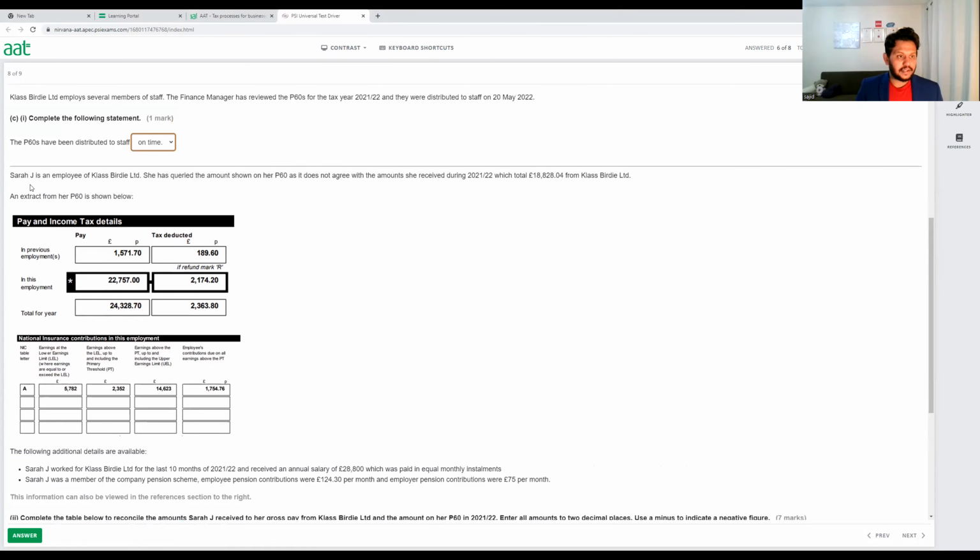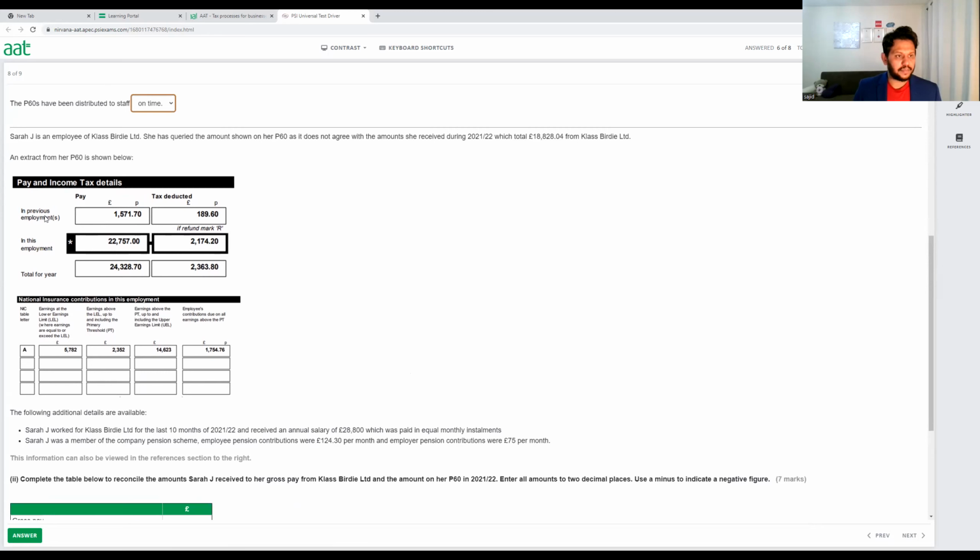All right, it says Sarah is an employee of K Limited. That's our P60, and the total gross earning 18,828.04 from the AB Limited. Okay, so what's happening here? An extract from the P60 is shown below.